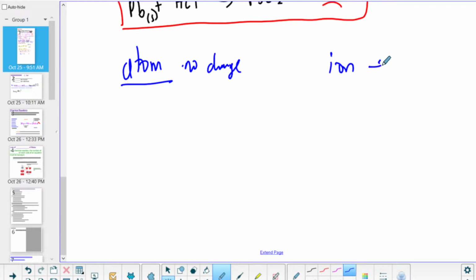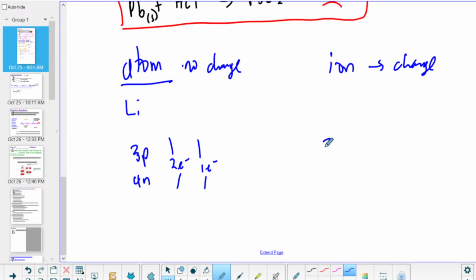Whereas an ion has a charge. So if I ask for, say, lithium, then it's 3 protons, 4 neutrons, 3 electrons. If I ask for the ion, then it's 3 protons, 4 neutrons, 2 electrons, and nothing because that's disappeared, and it's +1. These are different. If you're just talking about the atom, then it's neutral.